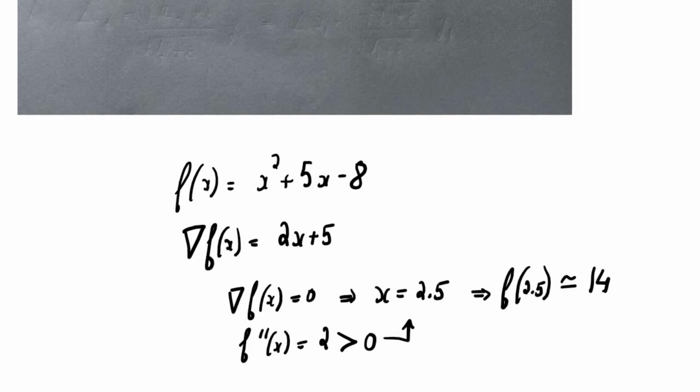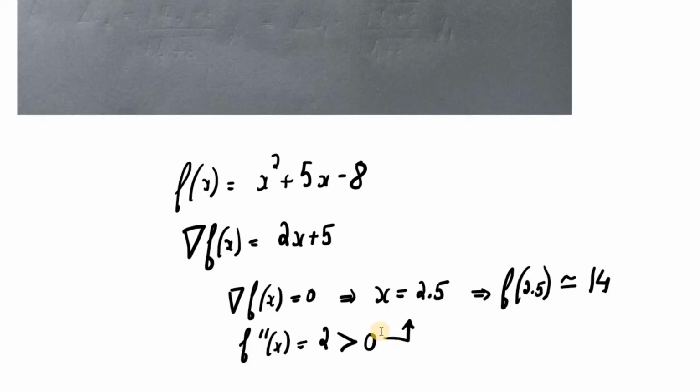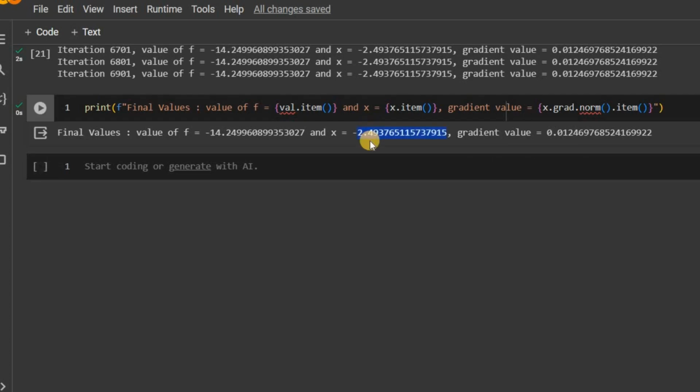Now let's see the results which we have obtained over here. We have obtained the result of minus 2.49. So first of all, it is going to be minus only. It is because if the gradient of f(x) is 0, this 5 will come to the RHS with a negative sign. And the value of f(2.5) is minus 14 approximately. So on doing so, we are approximately equal to or near to the minimal value, which is minus 2.5, and the minimal value of the function is minus 14.24, which we are getting over here.